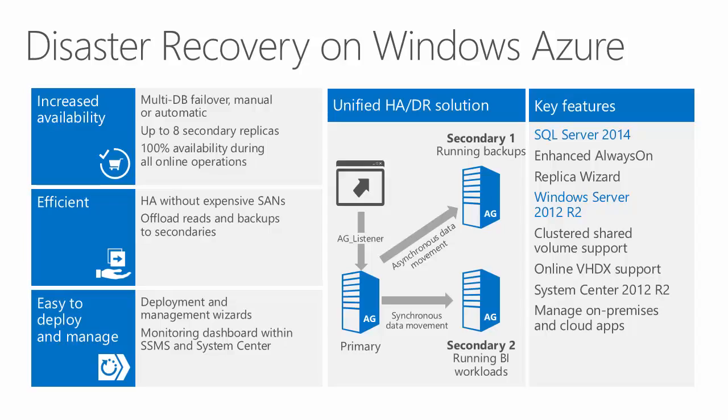When it comes to managing, you can monitor the replicas in SSMS and System Center. This diagram shows you a typical always-on, high-availability deployment where there is a synchronous replica for disaster recovery, asynchronous for backups, and both secondaries are being actively utilized for greater efficiency. This allows you to offload reads and backups to secondaries even during network failures.